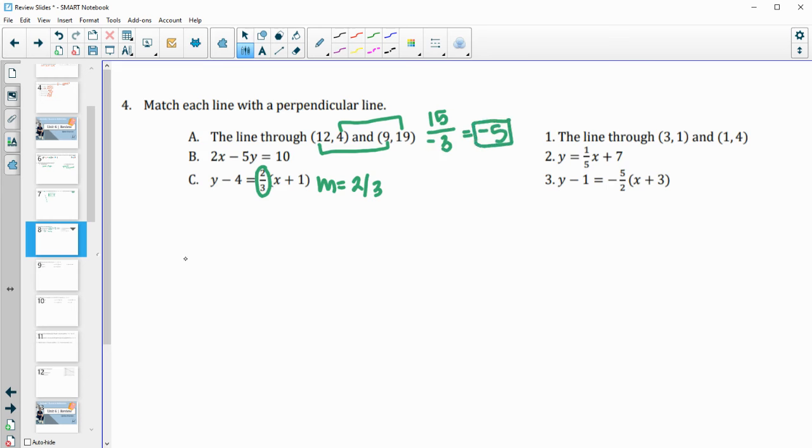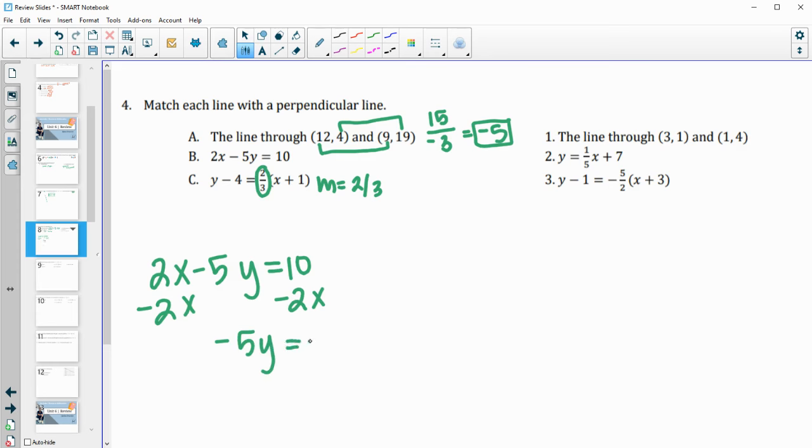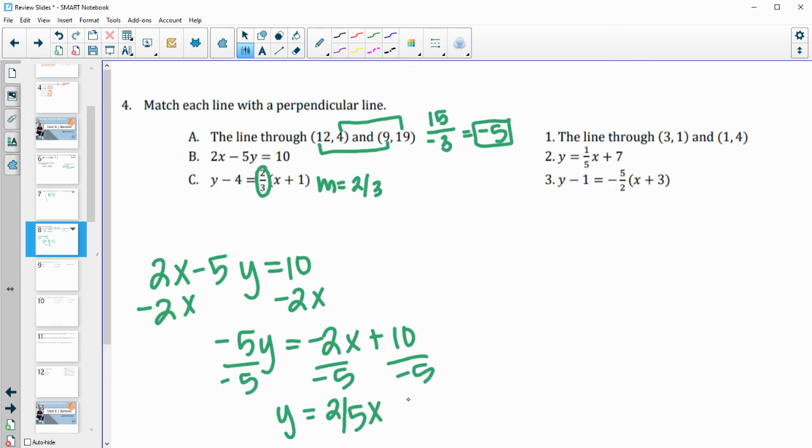For part B, you would solve this and get it into slope-intercept form, which means solved for y. So we'll subtract 2x from both sides. So we get negative 5y equals negative 2x plus 10. Then we would divide everything by negative 5. And you'd get y equals negative over negative is a positive 2/5 x. And then 10 divided by negative 5 is negative 2. So this one has a slope of 2/5 for part B.